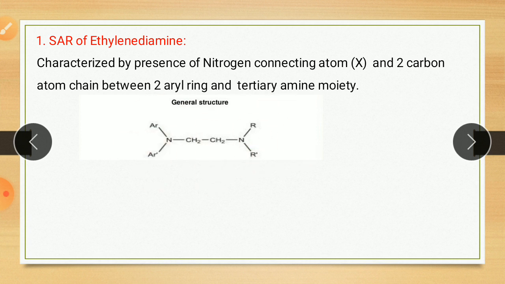It is characterized by the presence of a nitrogen connecting atom. So here X equals nitrogen, and there is a 2 carbon atom chain between the 2 aryl rings and the tertiary amine group, that is, a 2 carbon chain between the aromatic ring and this terminal amino group. So it is a characteristic of this type of compound.